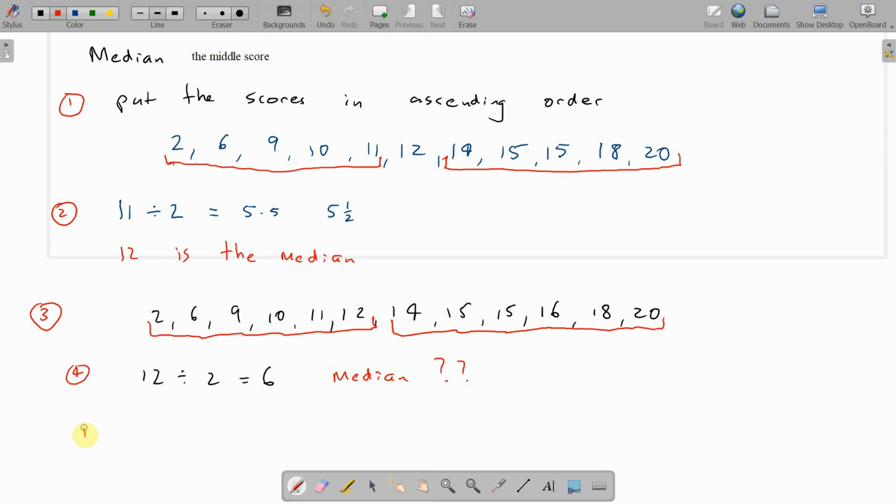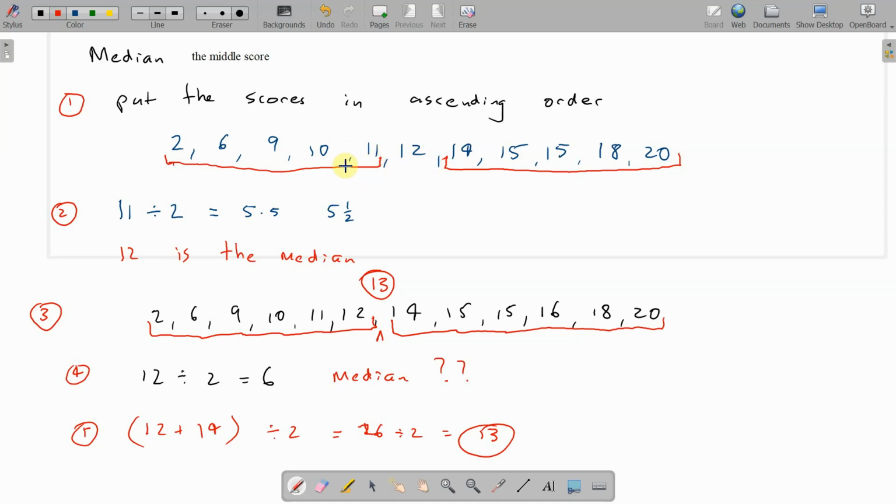And it is 12 plus 14, and all of that divided by 2. That finds the average, or the mean, of the 2. 12 plus 14 is 26, divided by 2 is 13. 13 is the median. So there's our process.